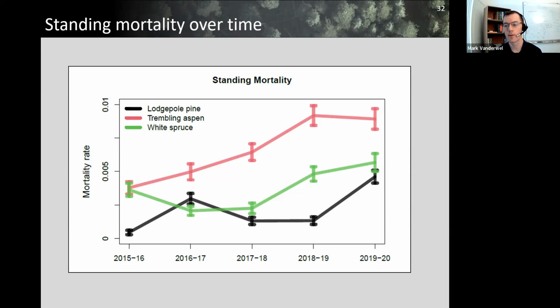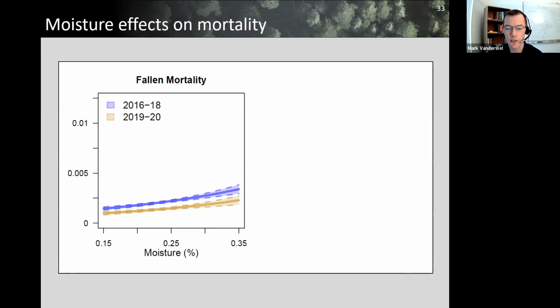Now, in particular, since we are looking at a relatively dry landscape, we might expect that a lot of this increase in standing mortality rates may be concentrated in the drier sites within the park. And so here I'm showing how the fallen mortality rate in 2 periods, 2016 to 18, and the more recent dry period of 2019 to 2020, how those mortality rates have been related to soil moisture. And there is a bit of a trend for mortality to increase in some of the wetter sites, but it's not particularly pronounced, and there's not much of a difference between the earlier and later periods.